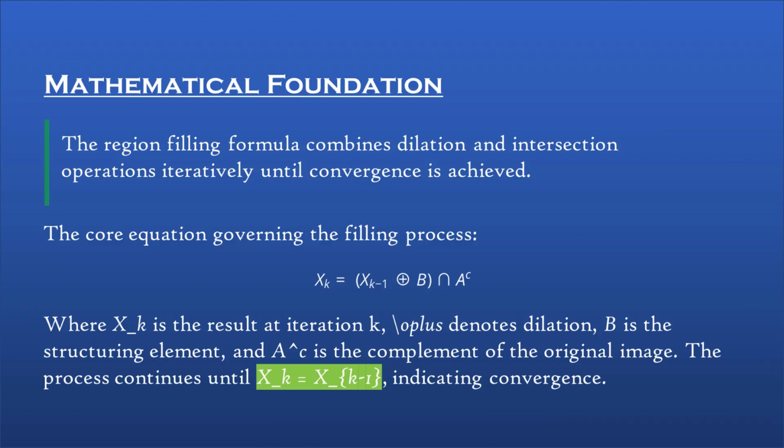This entire process can be described with one elegant mathematical formula. Here, X_k is the result of our current iteration. It's calculated by taking X_(k-1), the result from the previous step, and dilating it with a structuring element, B. That result is then intersected with A^c, which is the complement of our original image, or, more simply, everything except the original object's boundary. We just repeat this formula, feeding the result of one iteration back into the next, until the image stops changing, until X_k is identical to X_(k-1).